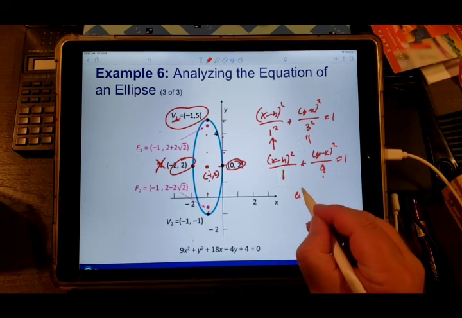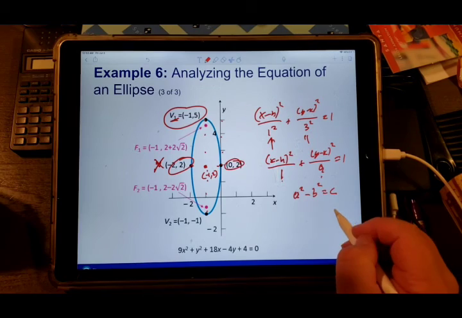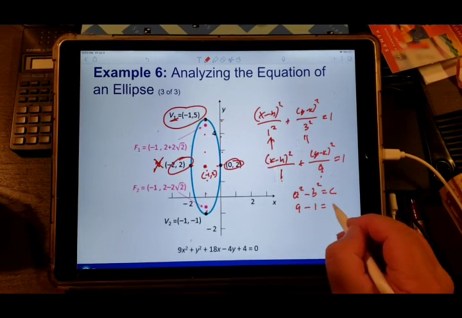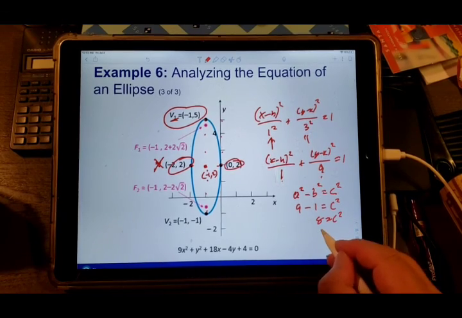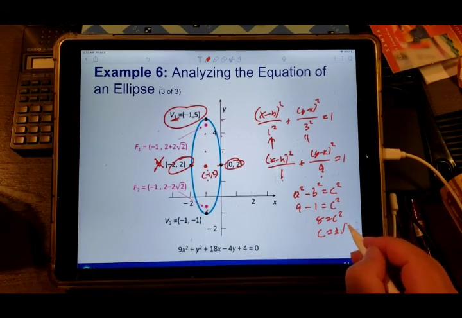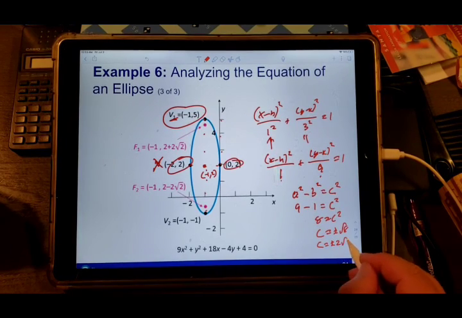This is my a squared minus b squared equals c. 9 minus 1 equals c squared. 8 equals c squared. So c is equal to plus or minus the square root of 8, which simplifies to plus or minus 2 square root of 2.